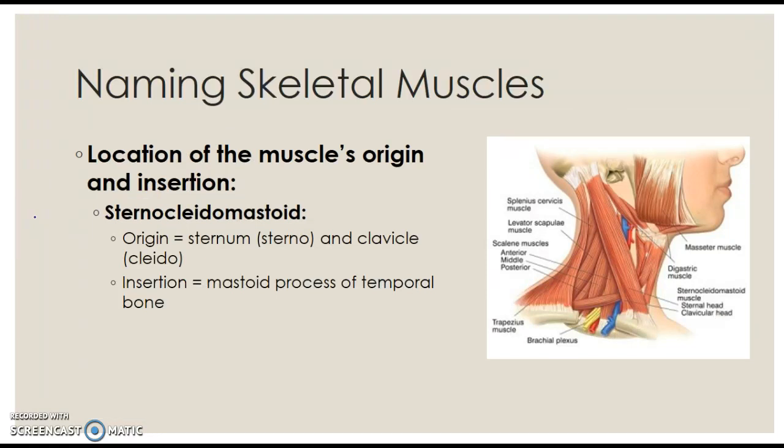The location of the muscle's origin and insertion. This is one of my favorite muscle names to say, the sternocleidomastoid. It's often called the prayer muscle. It's right here. Okay, this is your sternocleidomastoid. Sometimes you can really see it on people on their neck. It goes at that angle. The origin is going to be at the sternum and the clavicle, so that's where we get the sternocleido from. And then the insertion is going to be on the mastoid process of the temporal bone of the skull. So there you go, sternocleidomastoid.